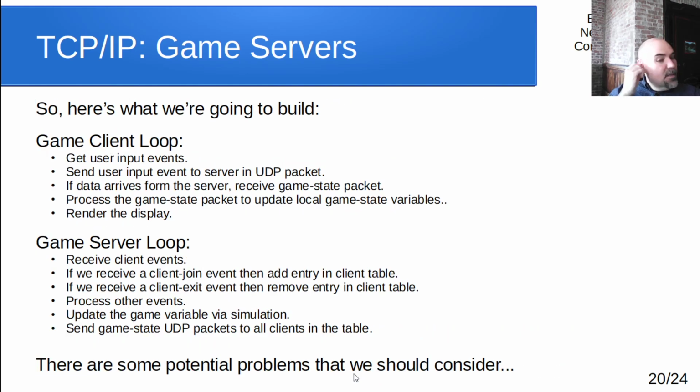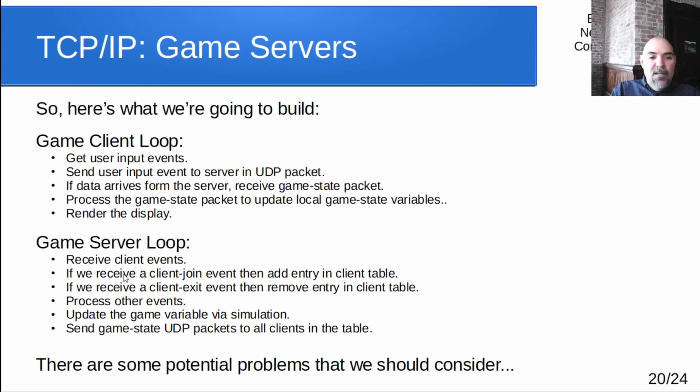All right, so we'll get to that in a second. So here's what we're going to build. We're going to have a game client, and the loop there is essentially going to look like this. Get user input, so like key presses, key releases, things like that. We're going to encode those in some way and send those in a UDP packet to the server. If data arrives from the server, then we're going to receive that game state packet. We're going to process the game state packet to update any local variables that we have. Then we're going to render it, and we're going to repeat that. So get input. If we get input, send a packet to the server. If a packet arrives from the server, then process the packet and render the screen and repeat that.